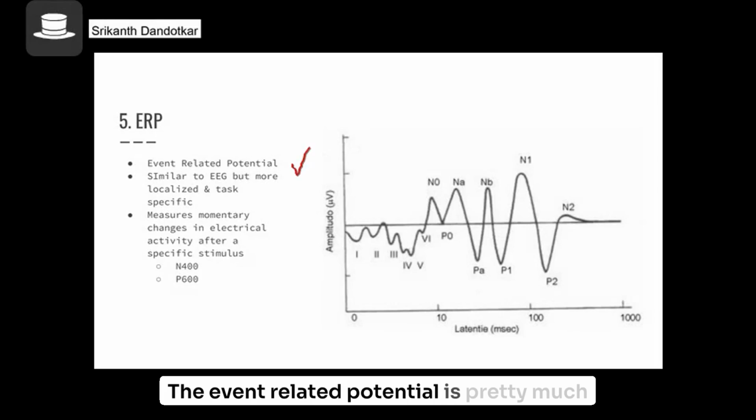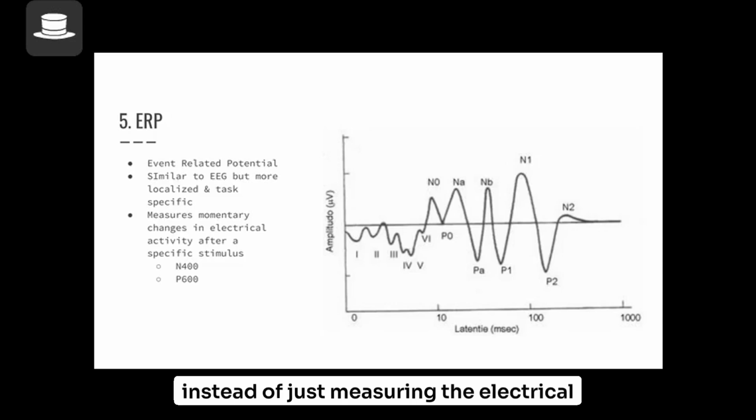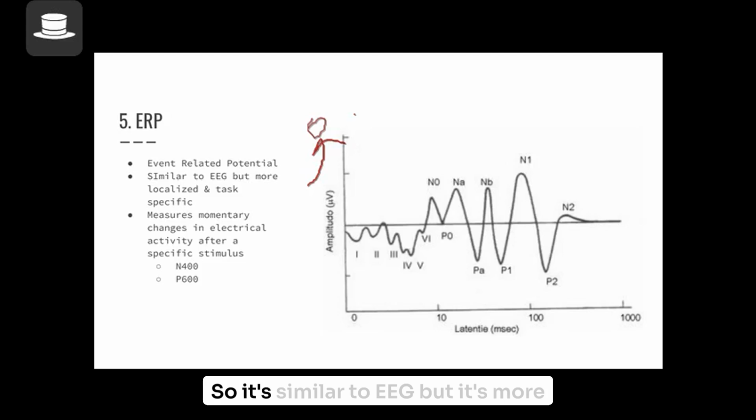Event-related potential is pretty much the same as the electroencephalogram, which measures and captures electrical activity, except that it's more precise in the sense that instead of just measuring the electrical activities of the different brain parts, we are specifically interested in a specific brain part involved in a specific task. So it's similar to EEG, but it's more localized and very specific to the task.